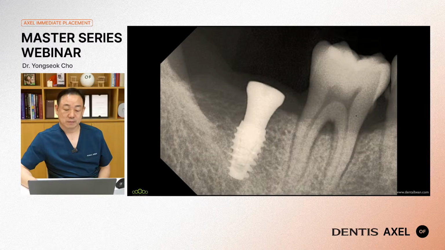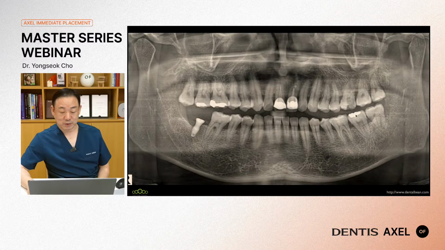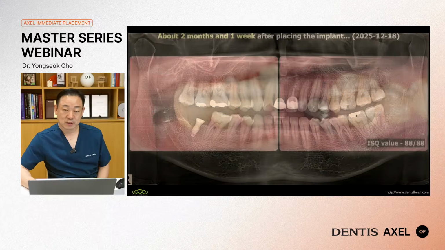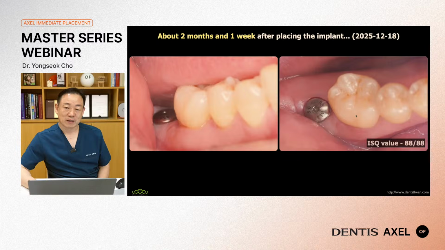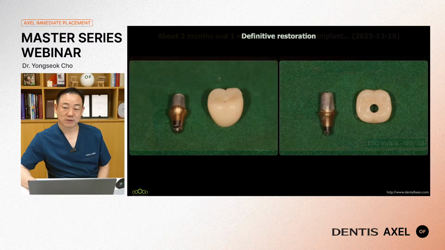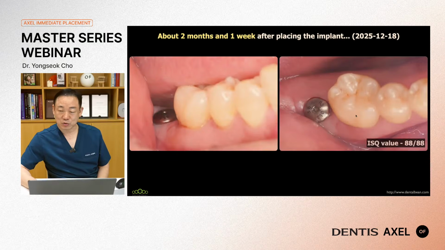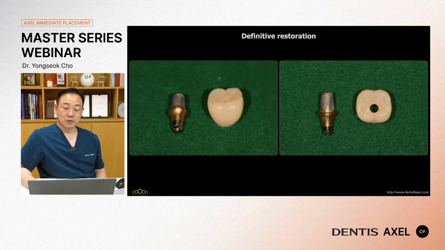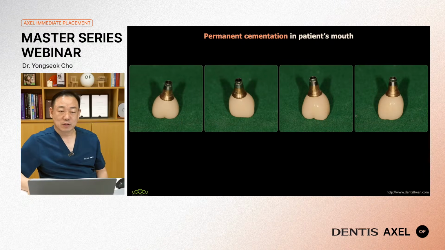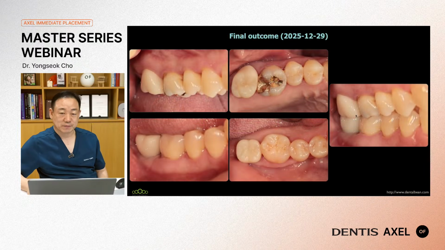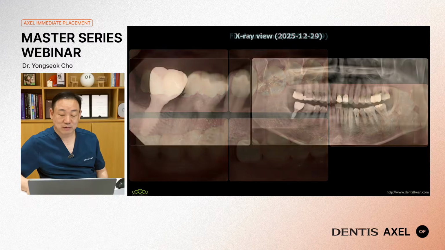Here, the panoramic image and the periapical view look nice, with good implant positioning. Two months and one week later, healing was uneventful. ISQ value increased to 88. Okay, very strong ISQ value. And using a stock abutment, the final crown was fabricated and delivered to the patient's mouth.